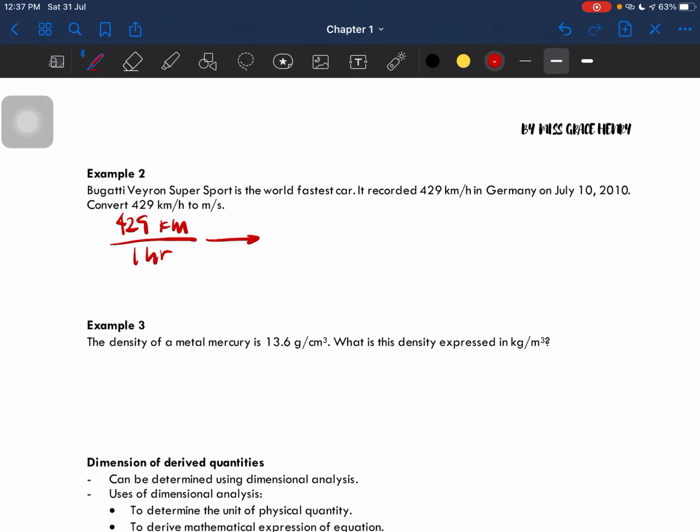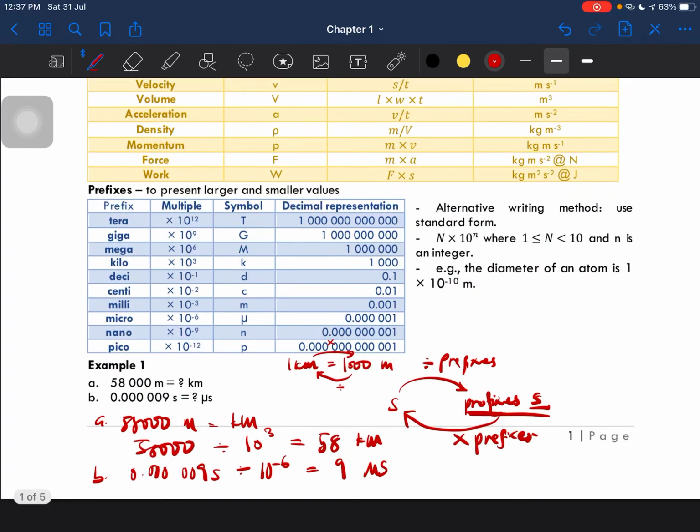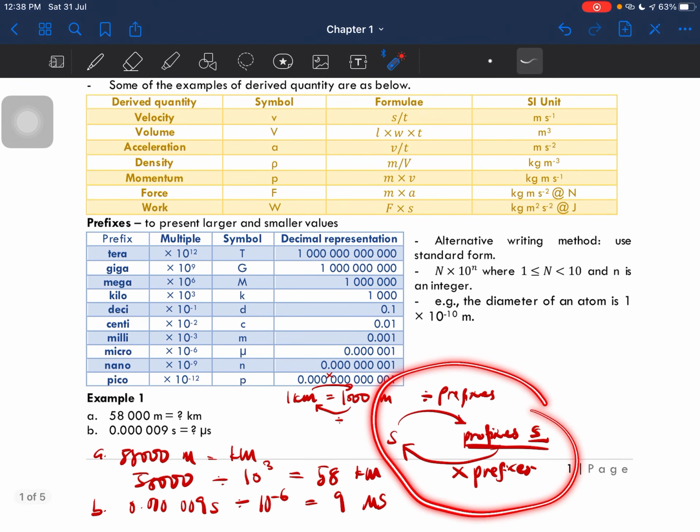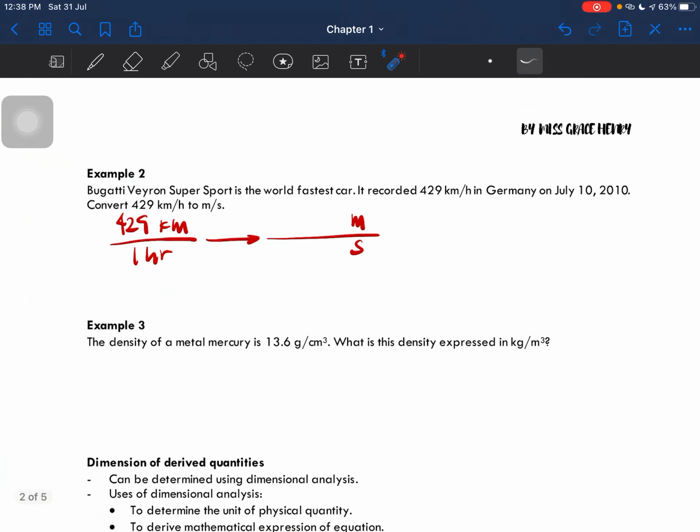Okay, so we have to convert this into a value that has the unit meter per second. Okay, so now what I mentioned earlier, we can apply this rule here. So if 429 kilometer needs to be converted into meter, we have to times it with 10 to the power of 3. Okay, now 1 hour is equal to 60 minutes.